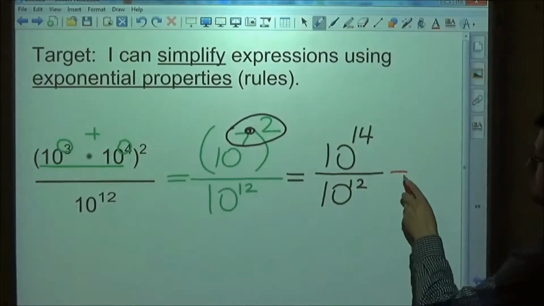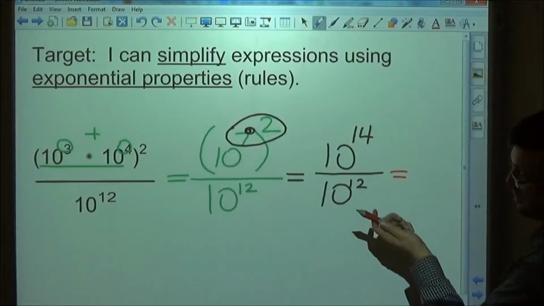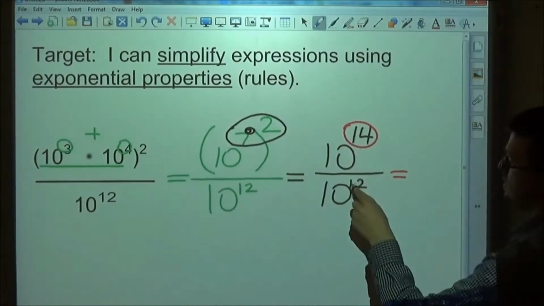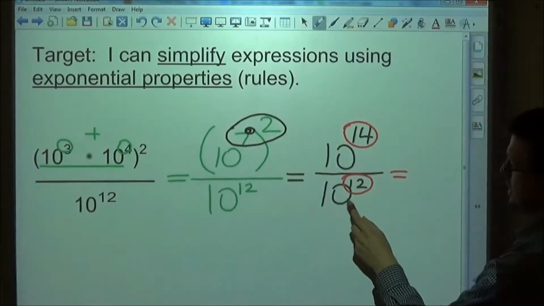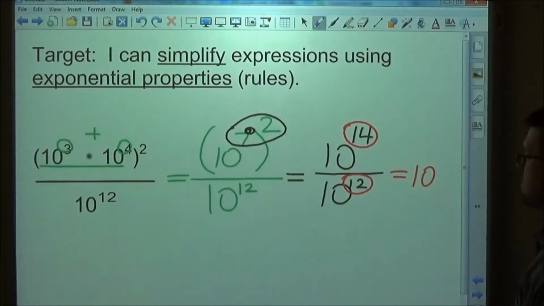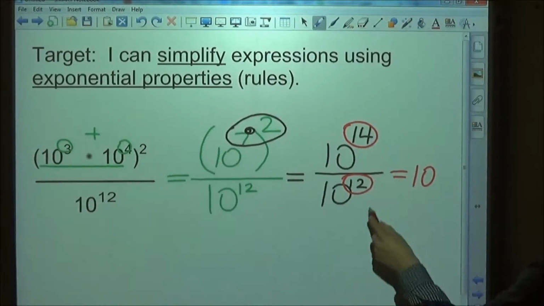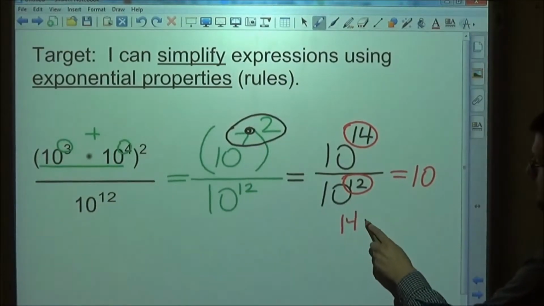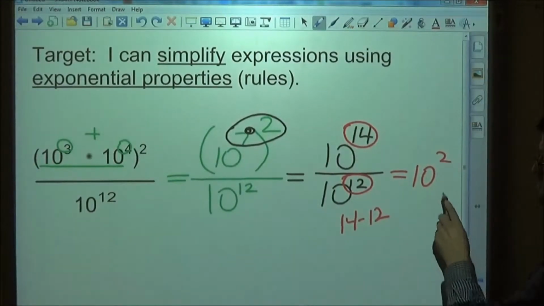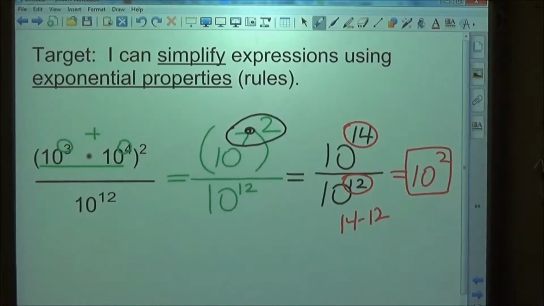So our last step is the quotient rule here because there's nothing else we can do with this. So since our bases are the same, we're going to have a 10 in our answer, but our exponent's going to be to what power? Well, whatever 14 minus 12 is. And there's our simplified answer.